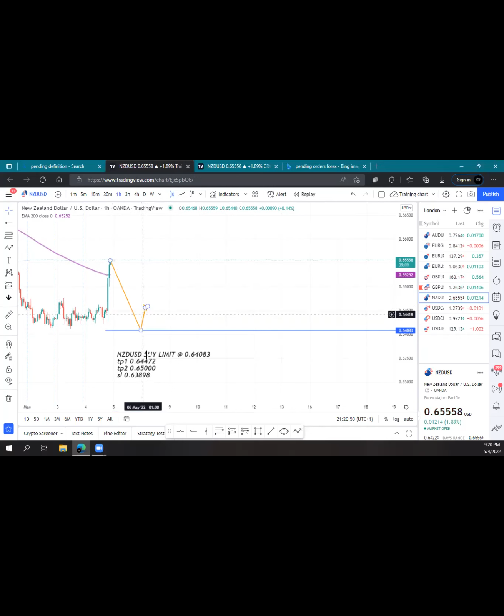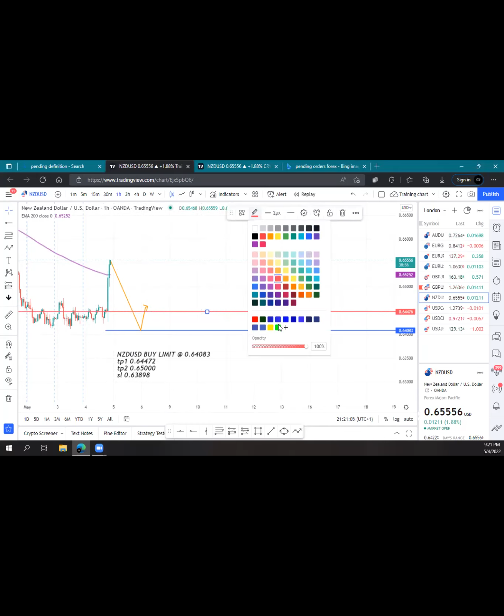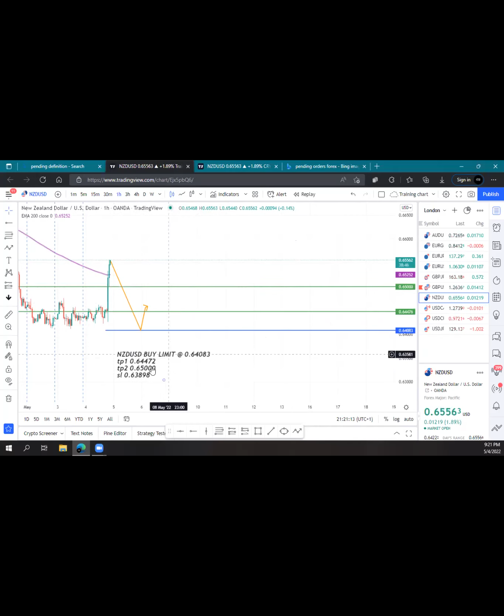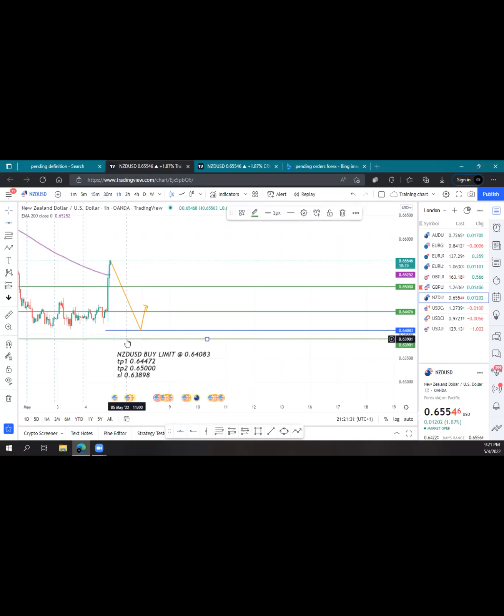So if you are supposed to set your TP, TP is going to be somewhere, what did I give? 472. So let me just draw a line here, make it green, and let me just assume this is your first TP, your second TP is here. SL is what? 0.63898. So your stop loss is going to be somewhere around this area.